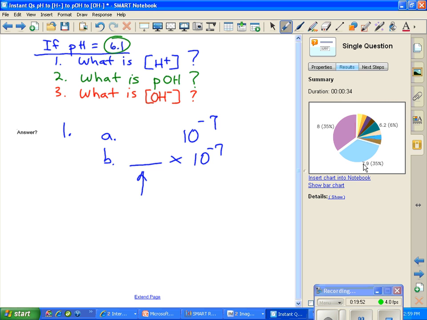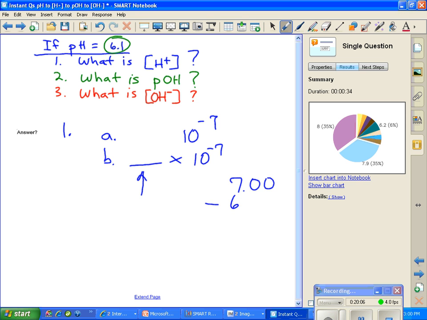What's our first number that we start with here? 7.0. See, that's our starting number. It's also the exponent of 10. And now what's going to come next? What do we subtract? The pH. The 6.1 is subtracted from the 7, and we get a 0.9. And now we anti-log 0.9. So we look for 0.9 in the log column, and we see that the anti-log of that, looking over into the left-hand column, is an 8.